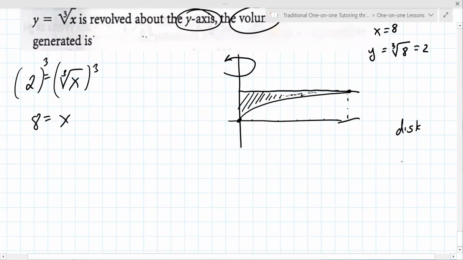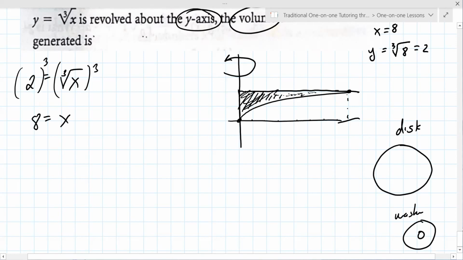What's the difference between disk and washer again? So I think of disk as like a pancake. There's no hole in the center, and washer is when there's a hole in the center, when there's like a gap between your region and the axis. So this is a disk because there's no gap between your curve and the y-axis. If it were the x-axis, it would be a washer because there's a gap. Got it. But it's a disk because it says it's revolved around the y-axis. Yeah. Okay.